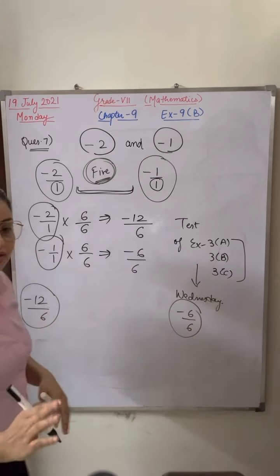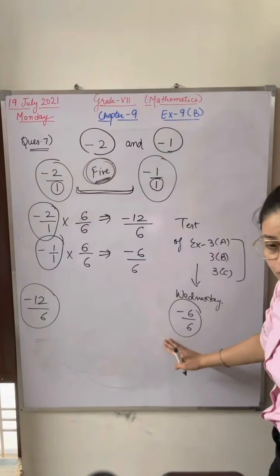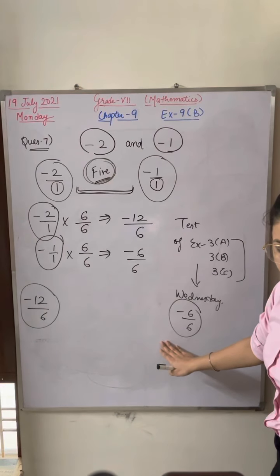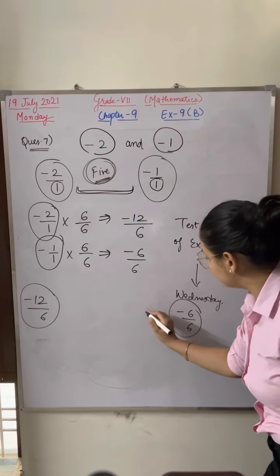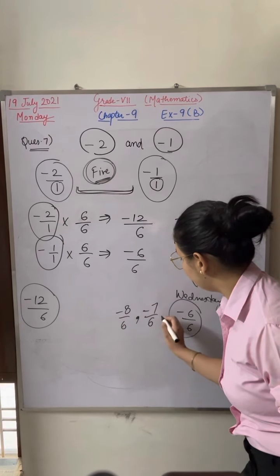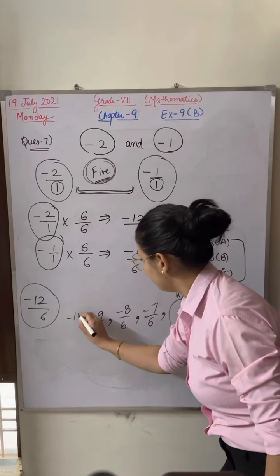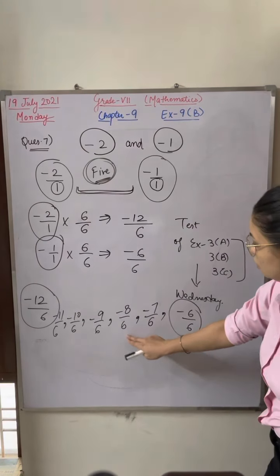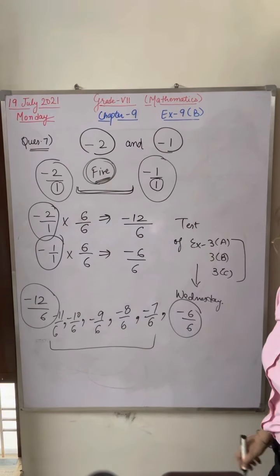Now can I insert 5 rational numbers in between these two? Can I insert any 5 rational numbers in between these two? Yes or no? Yes. Only a few students are responding. Very good. So after -6 upon 6 comes -7 upon 6, then -8 upon 6, comma, insert commas also, -9 upon 6, -10 upon 6, comma, -11 upon 6. How many are these? 1, 2, 3, 4, 5. Yes. So 5 rational numbers are possible. Right?